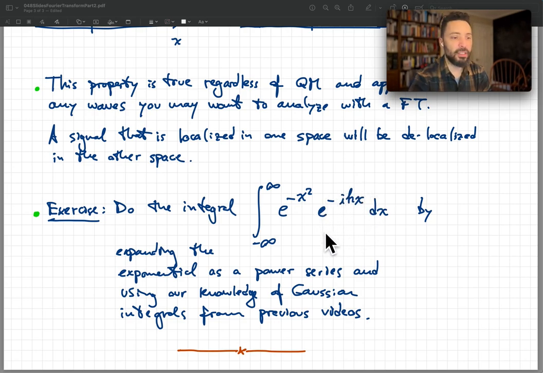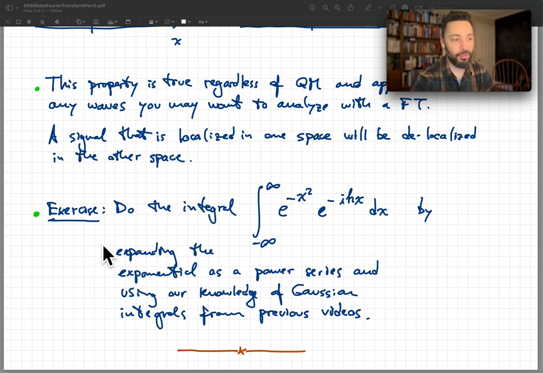Then you can reconstruct and rebuild the result and find that indeed this type of integral gives you a Gaussian now in k space, with a width that is inversely proportional to the width of this Gaussian here, which is just 1. And that's it. That's all I have for you.